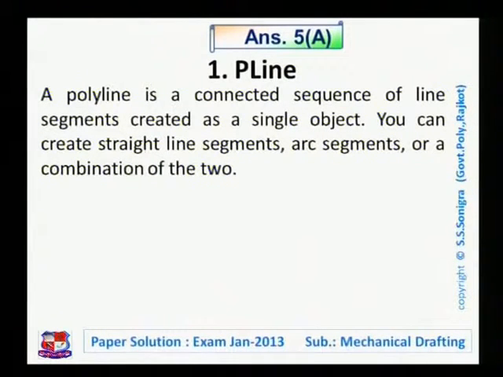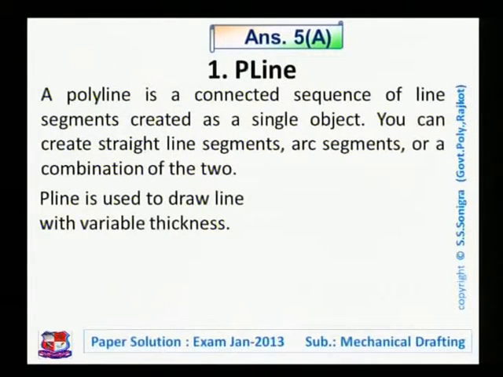Of course, with the help of the line command and arc command also we can draw both the elements, but in that case both will be individual entities, whereas if you use P-line both will be considered as a single entity. Plus, in case of P-line we can vary the thickness at various places. We can alter its thickness, its darkness, its color, etc. Its properties also we can change.